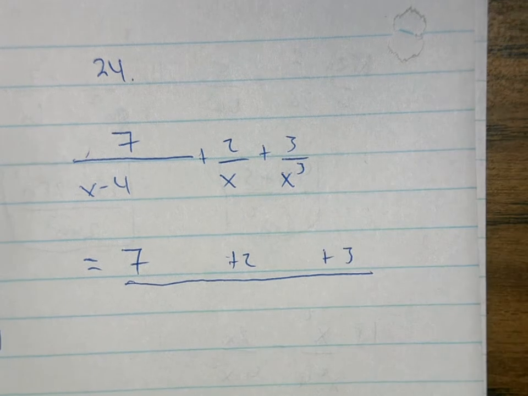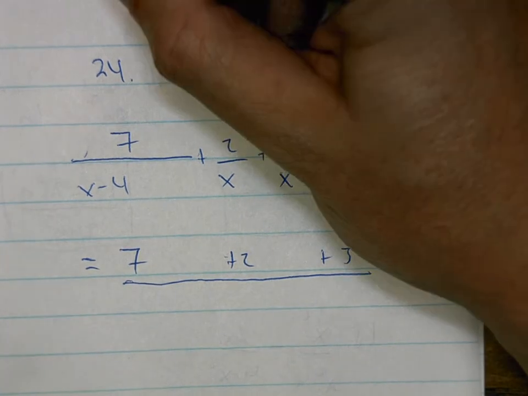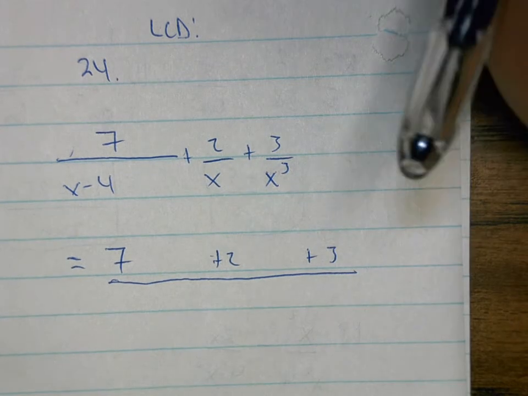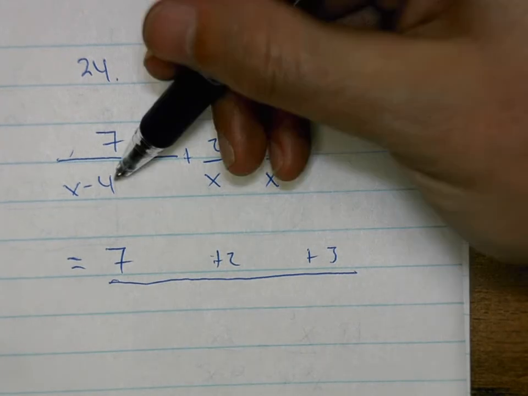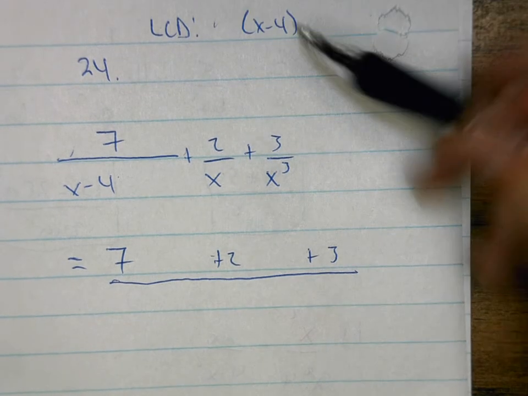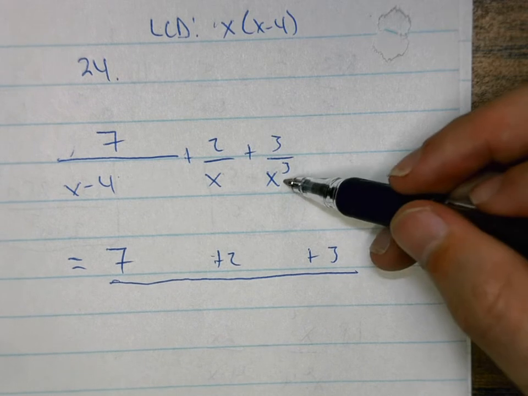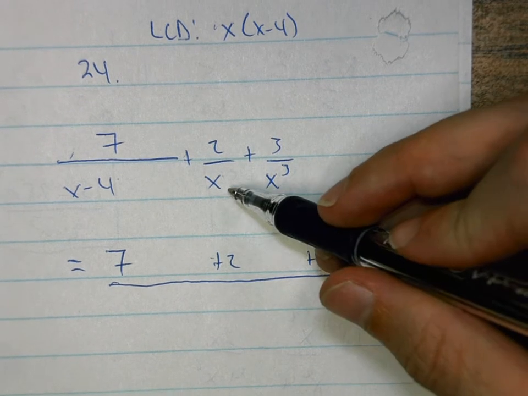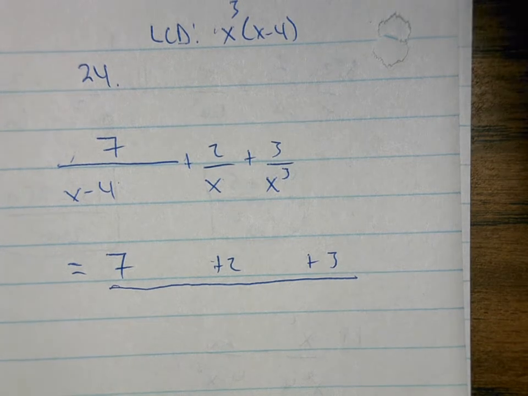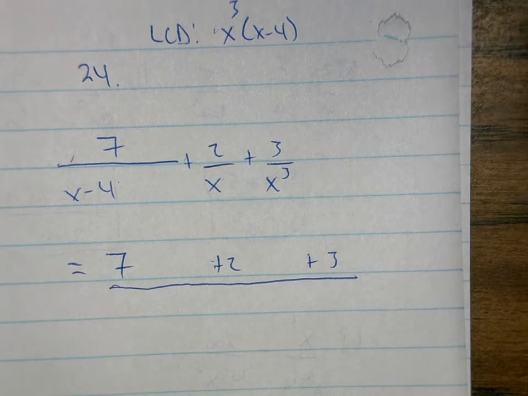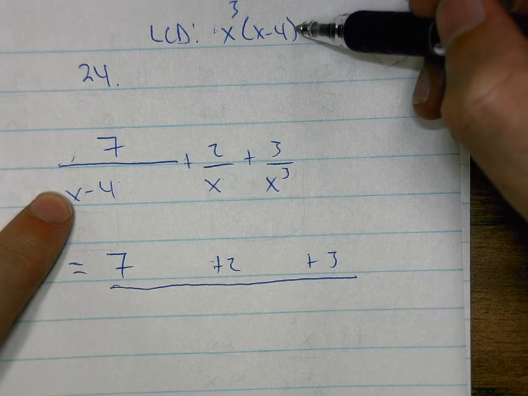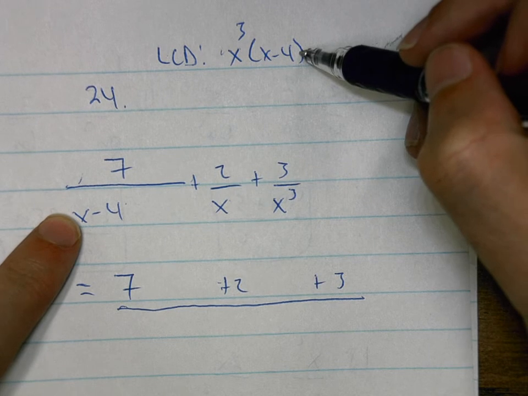So let's talk about our LCD. Our LCD needs to consist of everything we want to eliminate in the fraction. We want to get rid of x minus 4. We want to get rid of x. But x cubed has x already as part of it, so this just turns into x cubed. That's our LCD. So figure out what's missing. In our LCD, this is x minus 4, so we don't need those anymore. So we would just write the x cubed that's missing next to the 7.